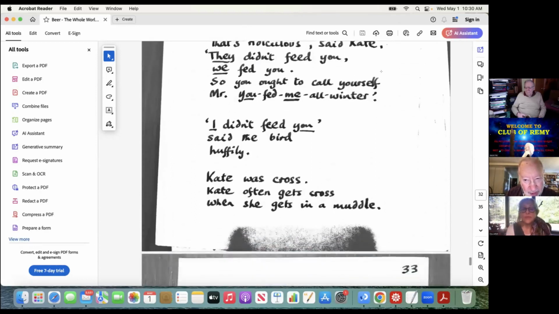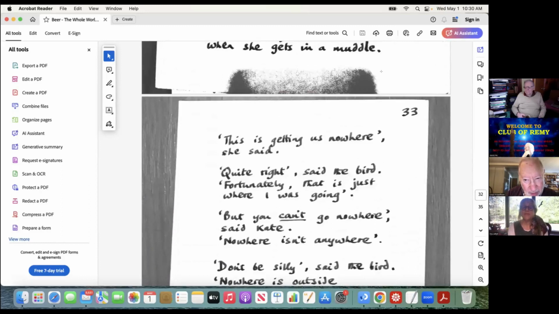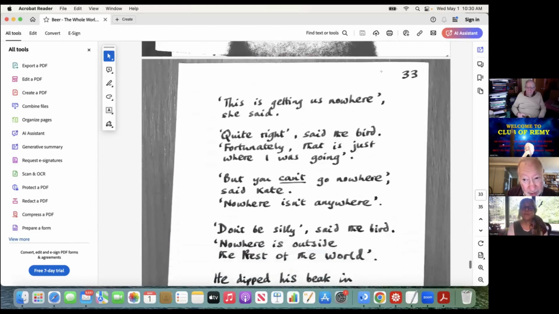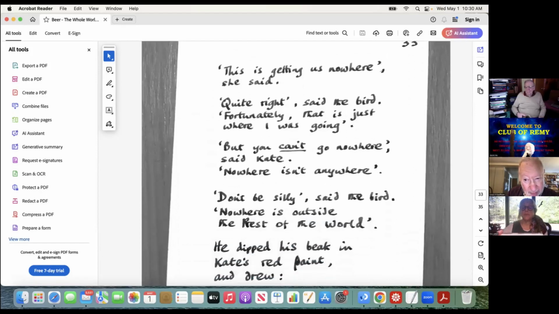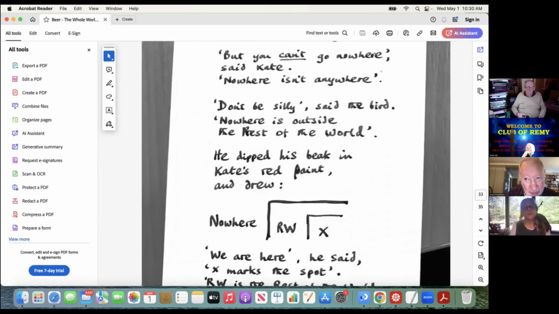Kate was cross. Kate often gets cross when she gets in a muddle. "This is getting us nowhere," she said. "Quite right," said the bird. "Unfortunately, that is just where I was going." "But you can't go nowhere," said Kate. "Nowhere isn't anywhere." "Don't be silly," said the bird. "Nowhere is outside the rest of the world."